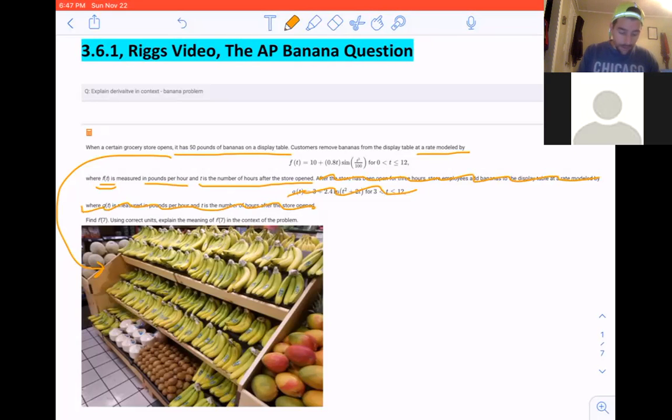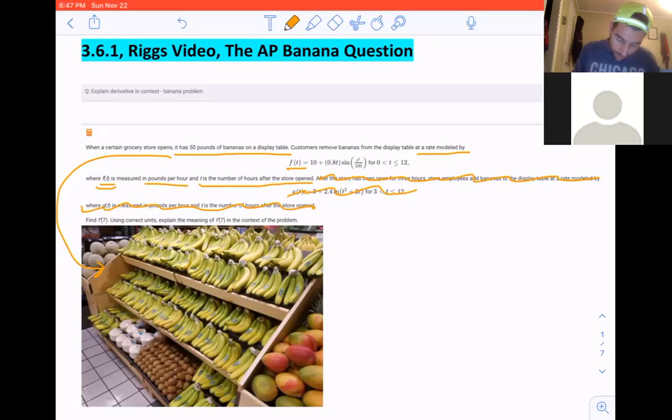So the question here is, it's a little hard to read, but it's saying find f prime of 7, and then using correct units explain the meaning of f prime of 7 in the context of this problem. So we're given f of t, we're being asked to find f prime of t, and then specifically f prime of 7. So let's do that, okay?